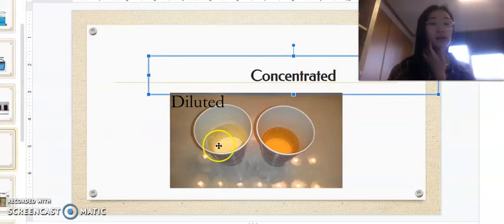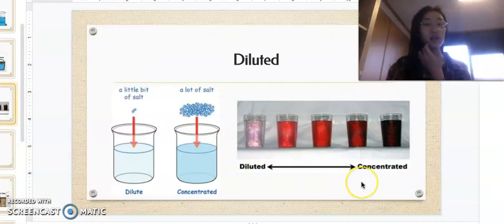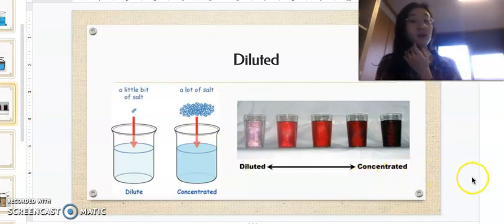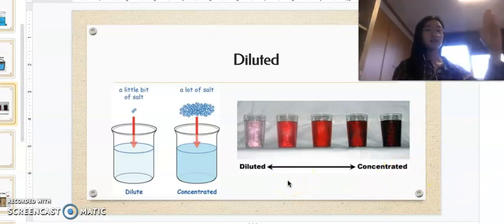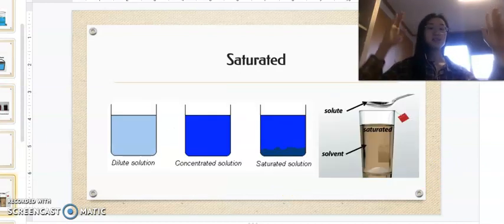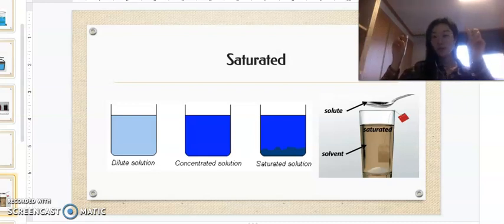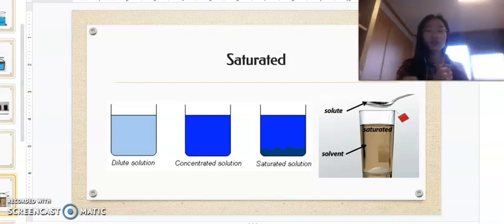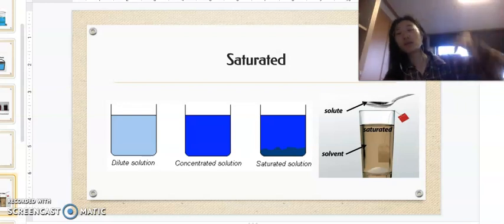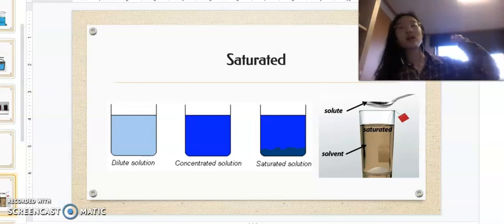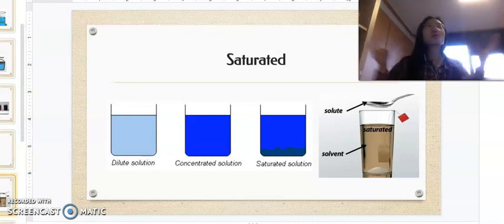All right, so we got diluted and we got concentrated. Believe it or not, it can get even more concentrated. So diluted is the lightest end. The darkest end is actually called saturated. The darkest it can get. So saturated means the solvent, like the water, is literally holding all of the solute that it can dissolve. Like it can't dissolve anymore. So it happens if you add more and more salt into the water, more sugar into the water, and it becomes so dark and saturated, like there's just no way that it will dissolve anymore.